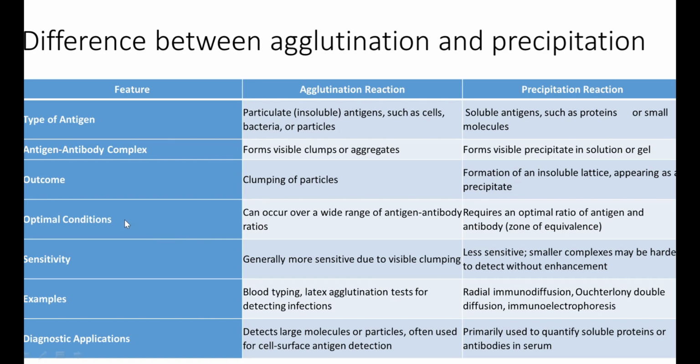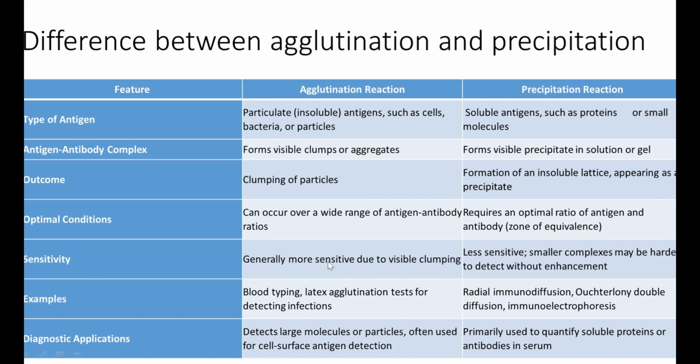According to the optimal condition, the agglutination reaction can occur over a wide range of antigen, but the precipitation reaction requires the optimal antigen-antibody ratio.